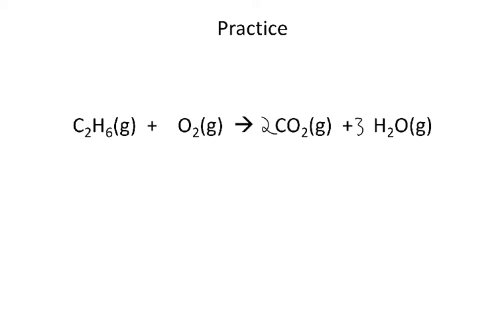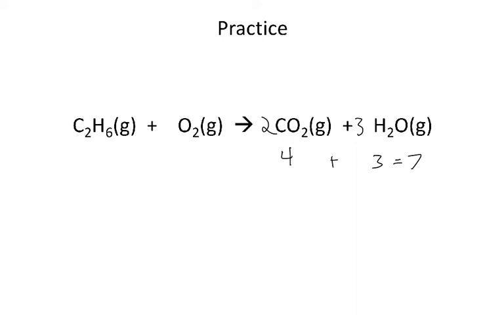And now I can do the oxygens. So I want to know how many total oxygens I have on the product, and that'll tell me what coefficient to use for the oxygen. So I've got 4 oxygens here, 3 oxygens here. 4 plus 3 is 7.